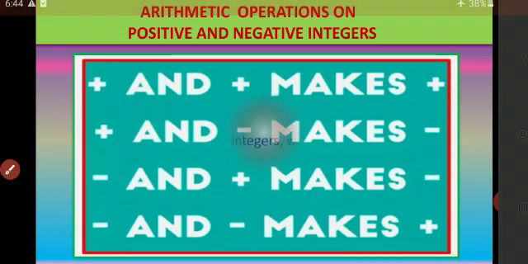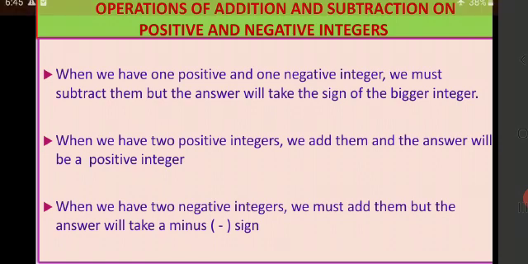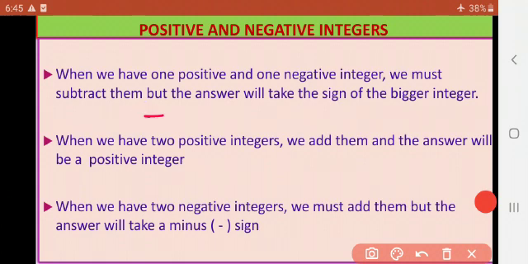Now with respect to operations on addition and subtraction, the first point is that when we have one positive and one negative integer, we must subtract them. But the answer will take the sign of the bigger integer. So suppose here it is -4 plus 7. Here there is one negative integer, -4, and the other number is positive, that is 7. So -4 plus 7, this is how it is written.